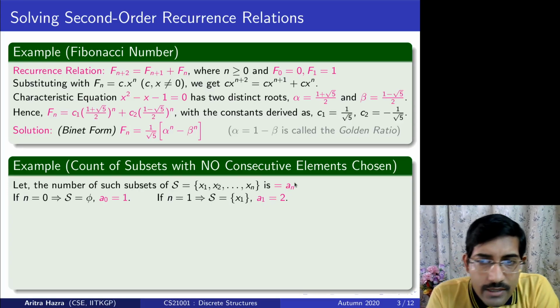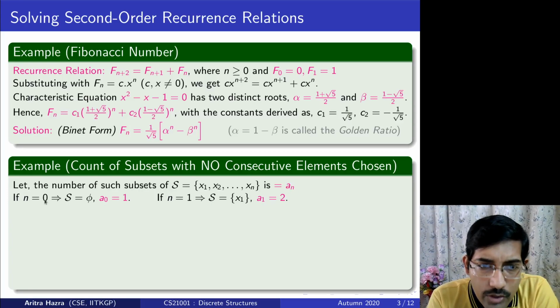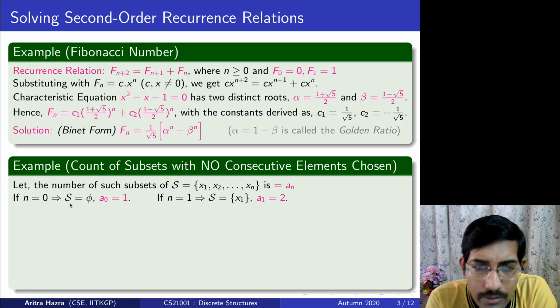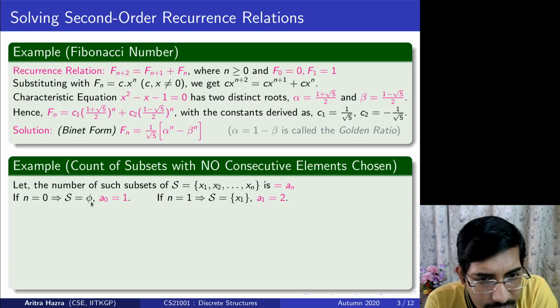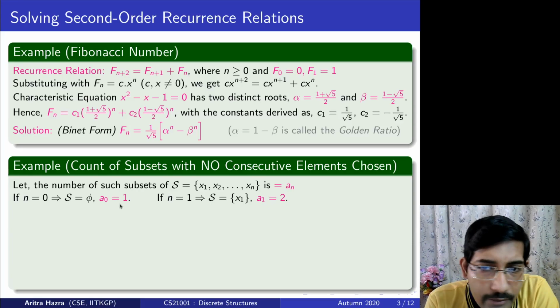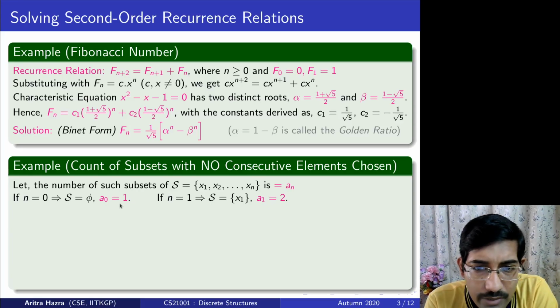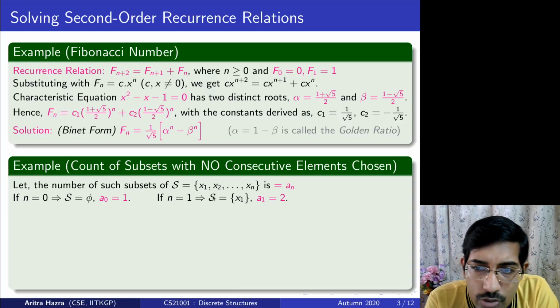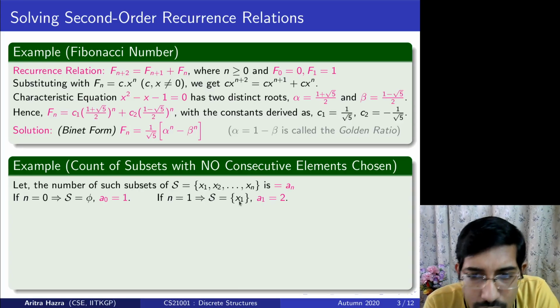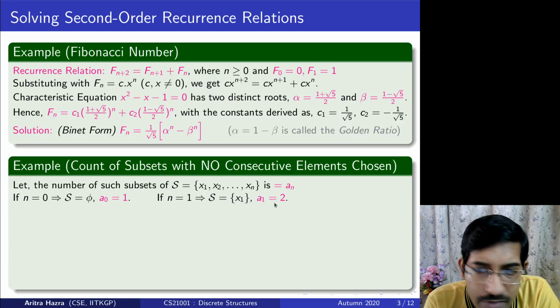So let's say the number of ways possible is an, and we try to generate a recurrence for this. What will be my a0? a0 means that you have no elements in the set. So there is only one subset possible, the null set, and that null set doesn't contain any consecutive elements, so there is only one possibility. If n equals 1, you have one element in the set, either you choose it or you don't, there is no option of consecutive choice, so your answer is 2. So these two are my base conditions.